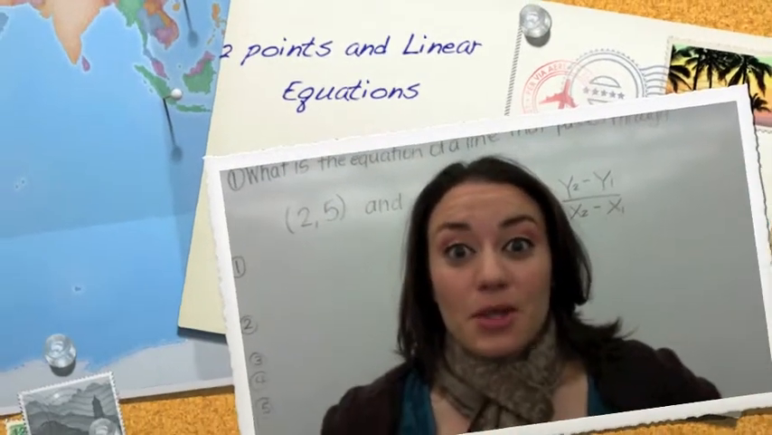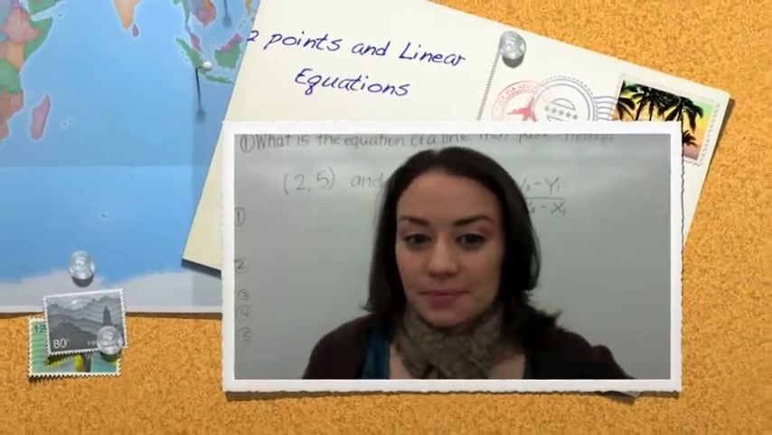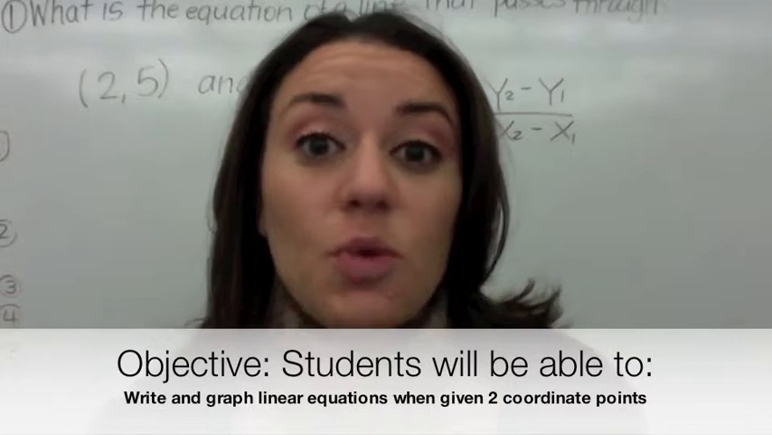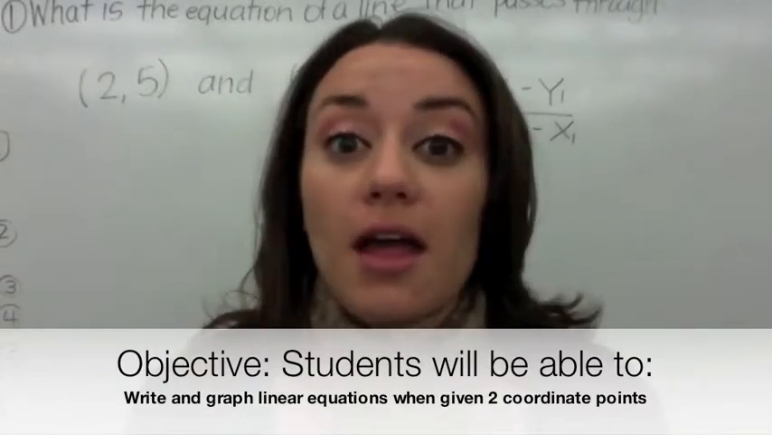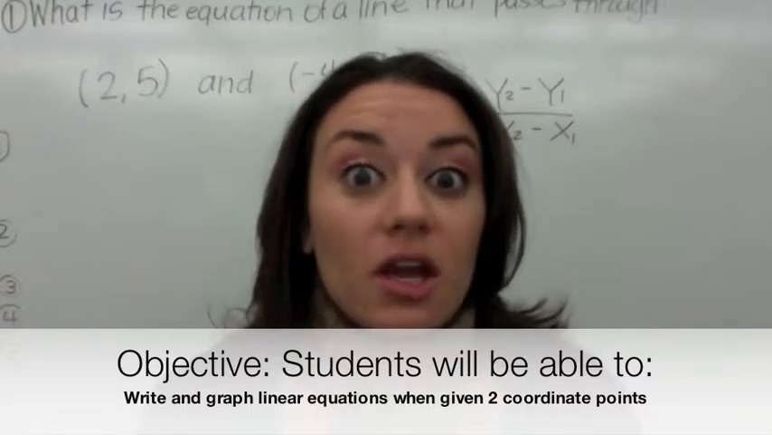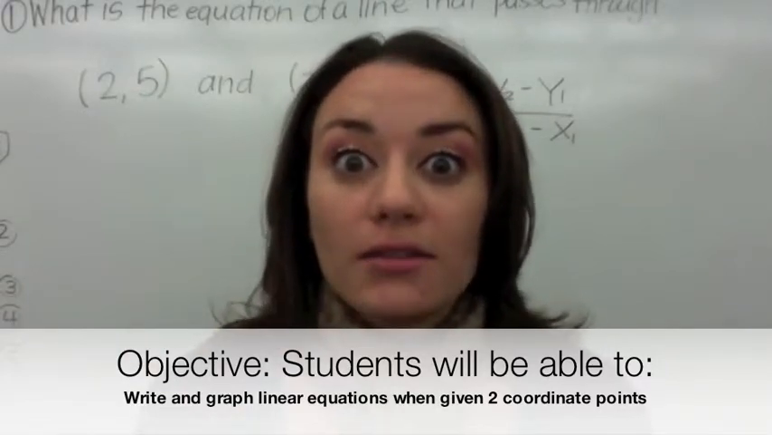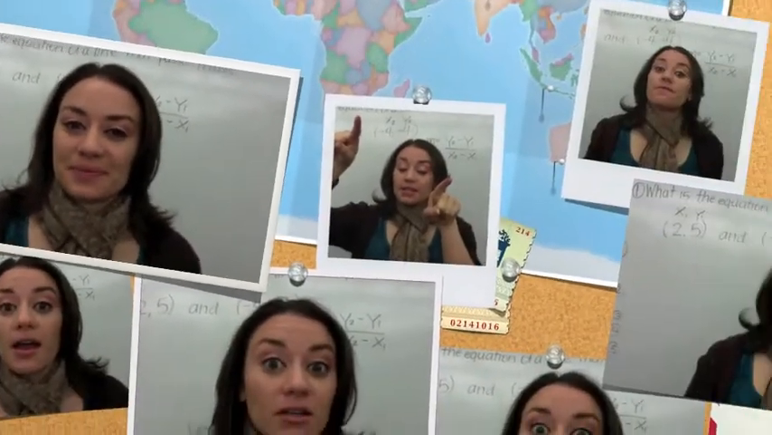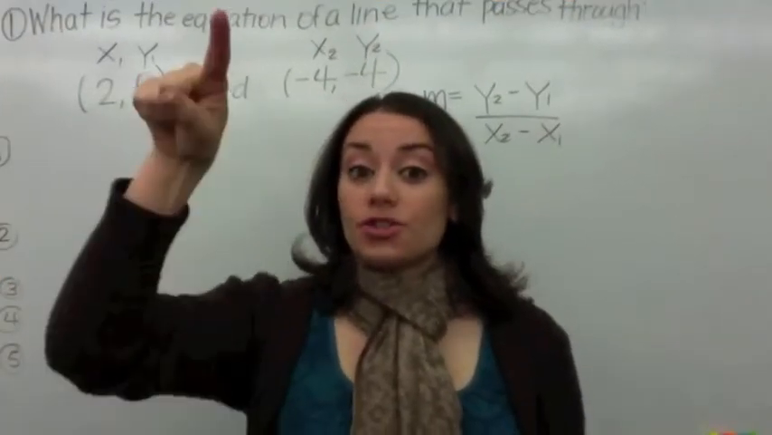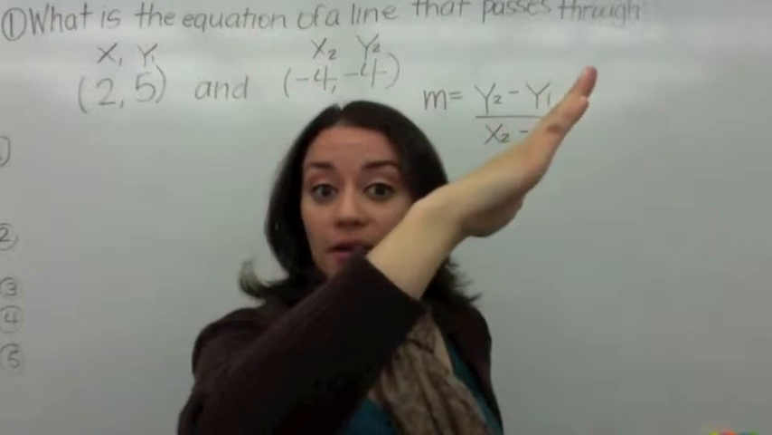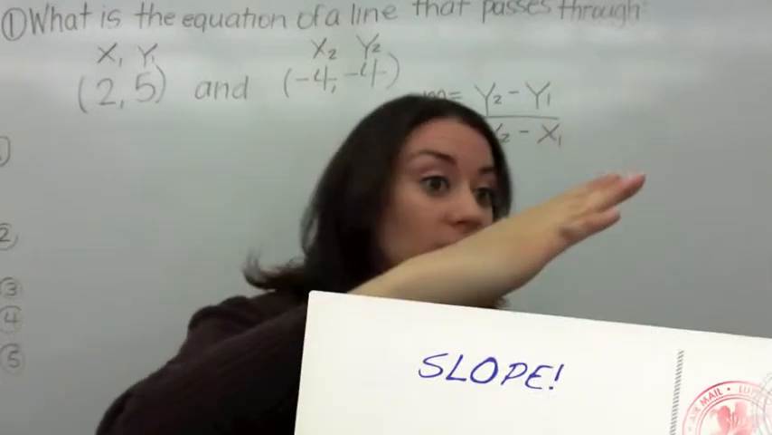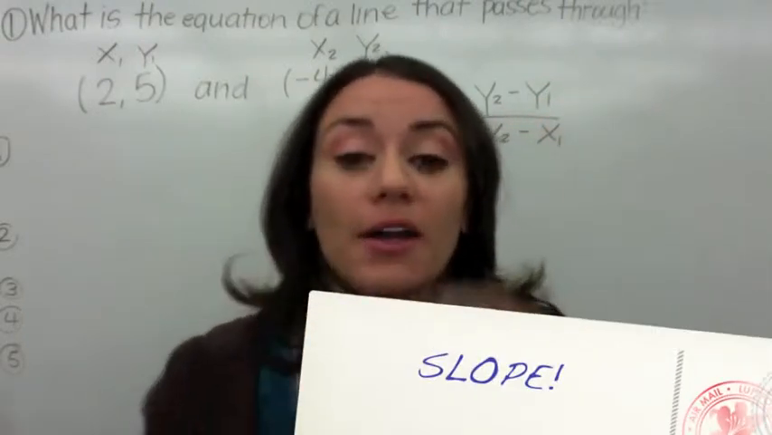Linear Equations, Part 8. In this lesson, students will write linear equations when given 2 points on a line. When given what? 2 points on a line. Very good. Now, when you're given 2 points on a line, you can find the what? You can find the slope.